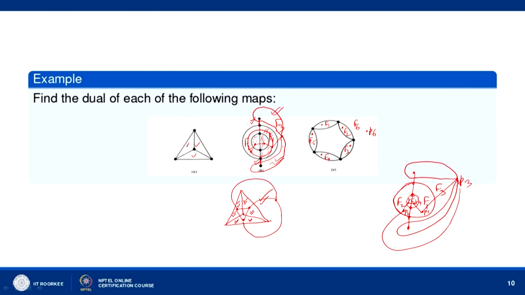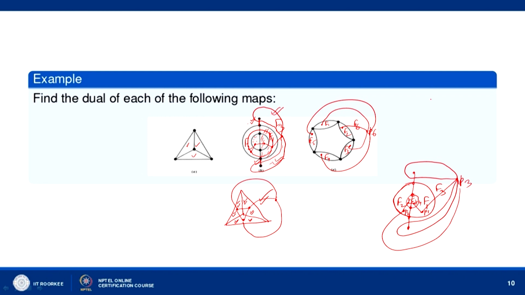Since F1 and F2 are not adjacent regions, we cannot join them by an edge crossing their common edge exactly once, but F6 has a common edge with F2. So, we can join like this. F6 has a common edge with F3, so we can join like this, and similarly we can join this way and this way, and then like this. So, that is the graph in this case, and we can redraw it like this.